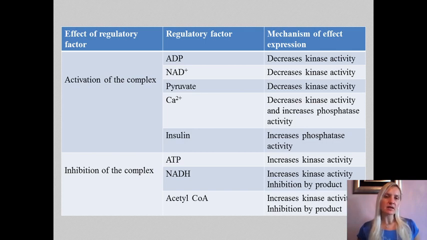So the next pathway which is going to be on the menu is one of the common fates of acetyl coenzyme A, and that is its final conversion to carbon dioxide and water and production of ATP, which is going to be maybe the most famous pathway of all, the Krebs cycle.